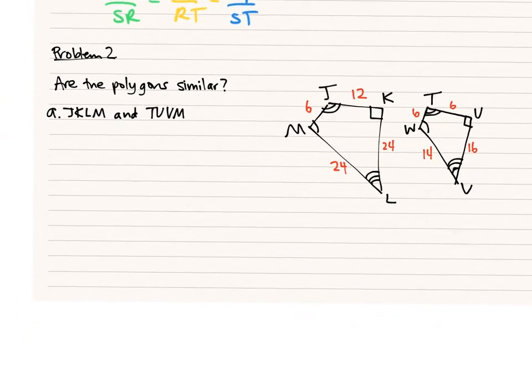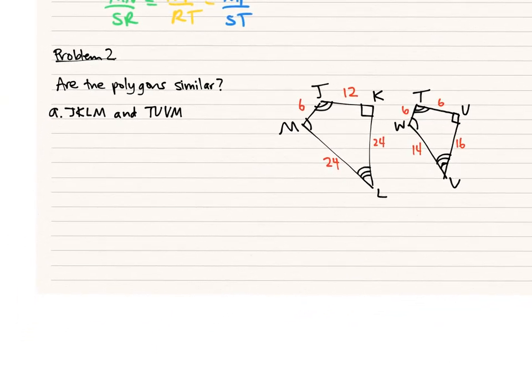The question asks, are these two polygons similar? So in order for these polygons to be similar, they have to have corresponding angles that are congruent. And in this case, we have K and V, they are congruent. And then L and V are, oh, is that a V? That's a U. That's a V. L and V are congruent. And then J and T are congruent, and then M and W are congruent. So all the corresponding angles are congruent.